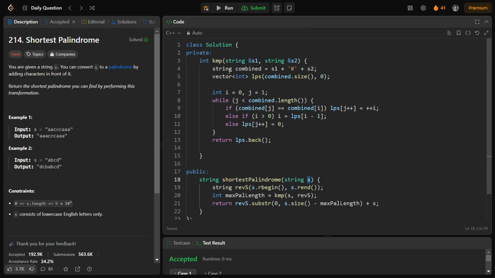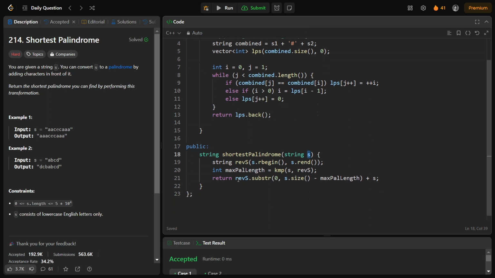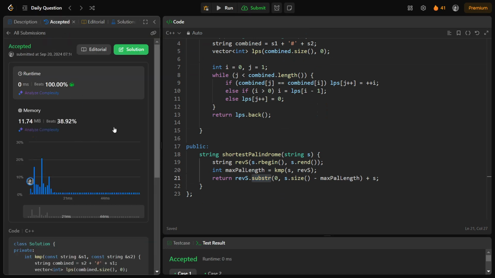So that would give me big O of n time, big O of n space using this KMP, and getting the reverse is big O of n, getting the substring is big O of n. So that gives me big O of n time, big O of n space, and that is the actual solution. This is accepted and it actually beats 100%.